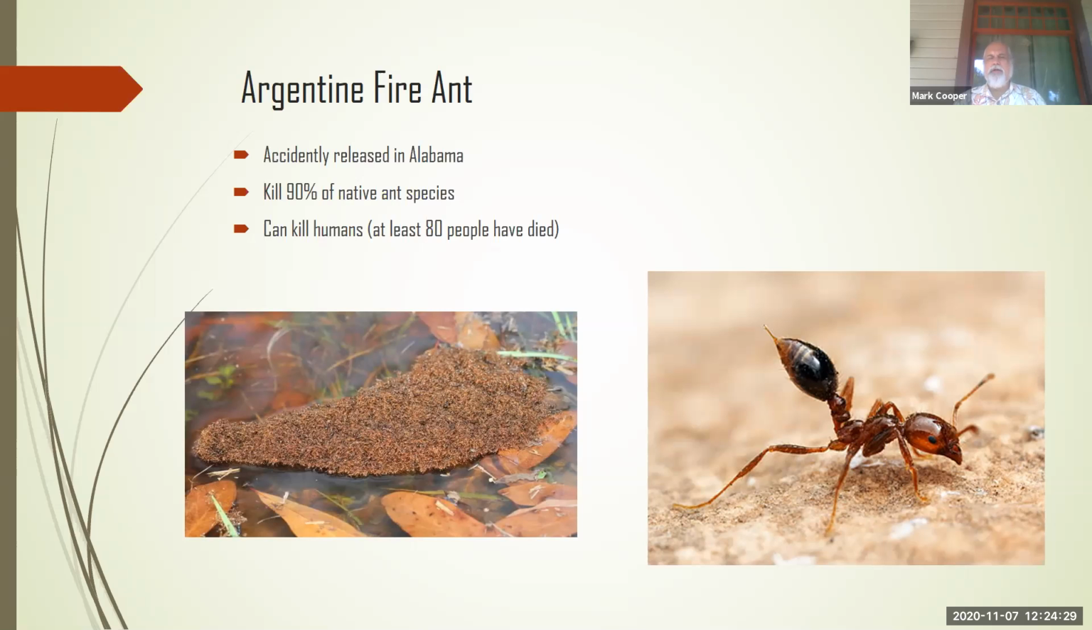All right, some of the things that have been introduced that you might have heard of: Argentine fire ants were accidentally brought into Alabama, and these suckers are taking out 90% of the native ants. They can kill humans. Over 80 people have died from these things. They are aggressive. They attack. You can see the playground over here on the left. These are these ants. They float on top of the water, just one big pile, what they call a raft, and they are going to colonize another area.